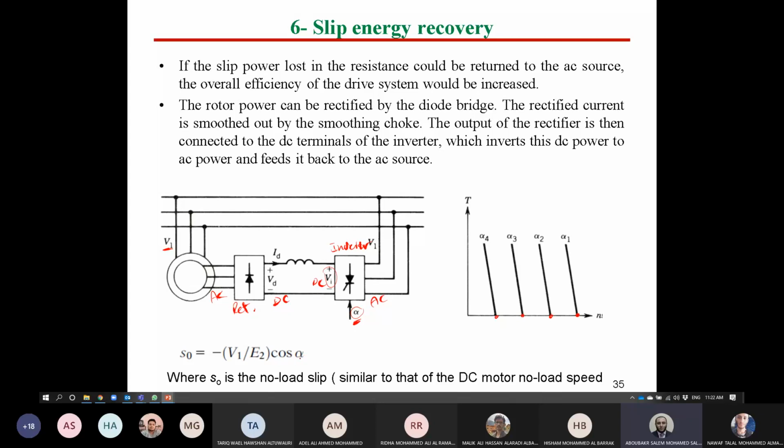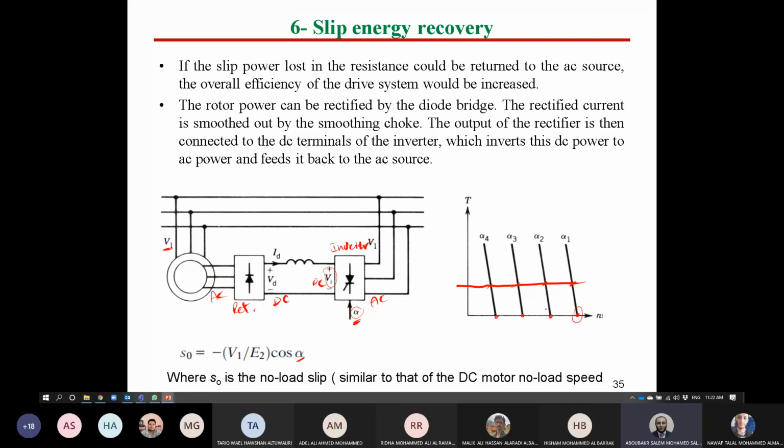So based on cosine alpha, based on the angle alpha, we can control the characteristic like that. If we have, for instance, a constant load torque, as you can see, we have a wide range of speed control, similar to the added resistance. However, the only difference between the added resistance and this technique is that ns is not constant.